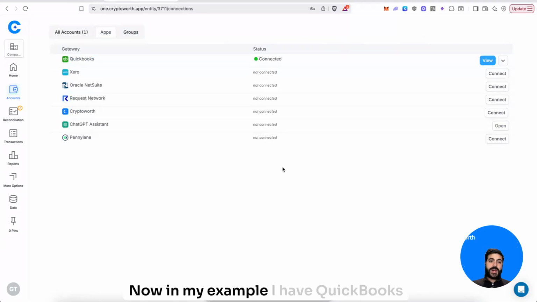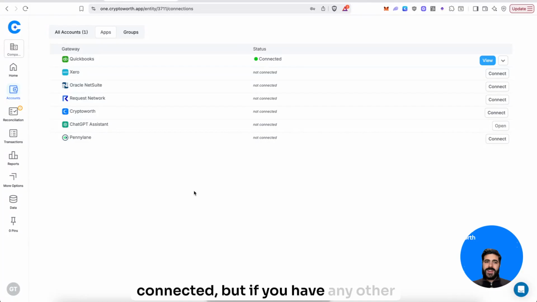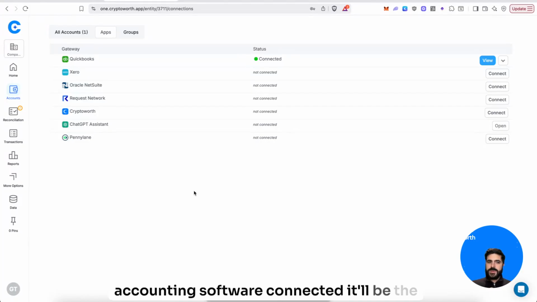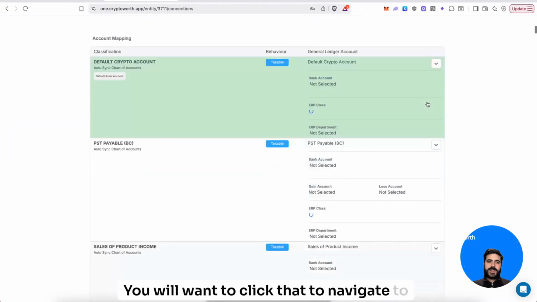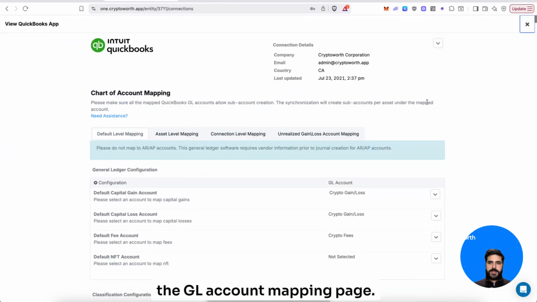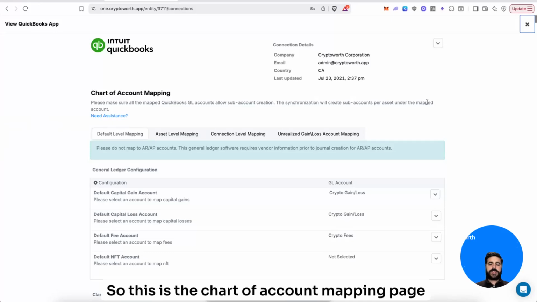Now, in my example, I have QuickBooks connected, but if you have any other accounting software connected, it'll be the same principle. So you have a view button that's in blue. You will want to click that to navigate to the GL account mapping page. So this is the chart of account mapping page in Cryptoworth.